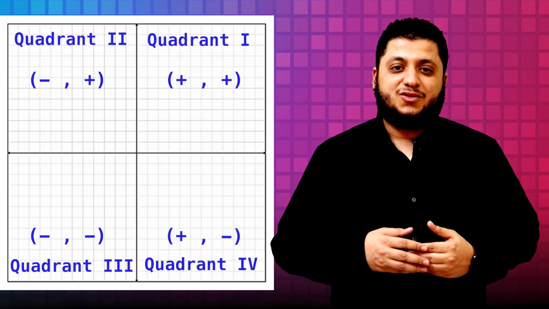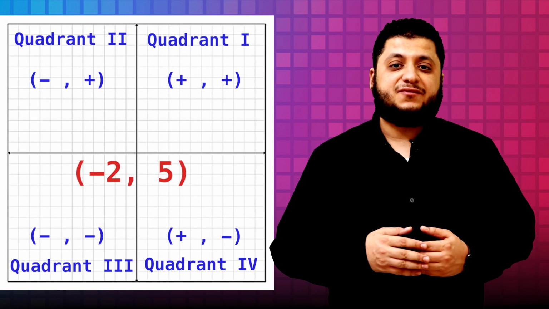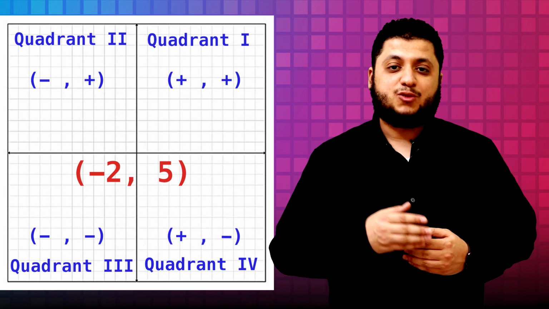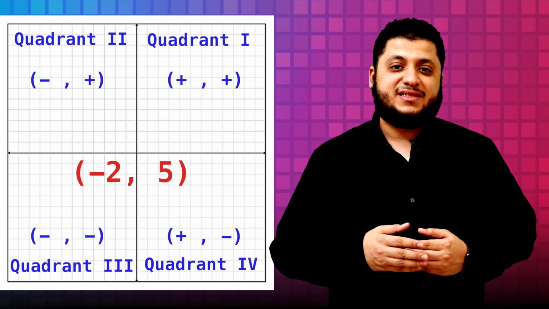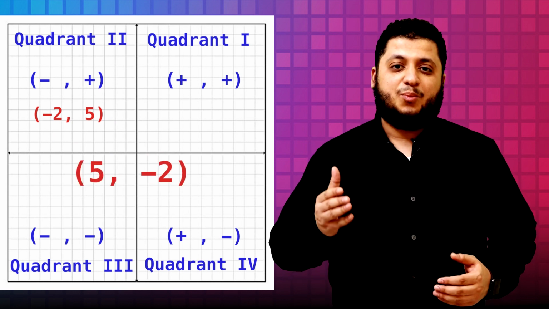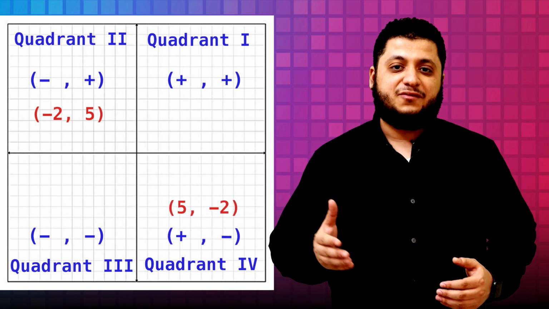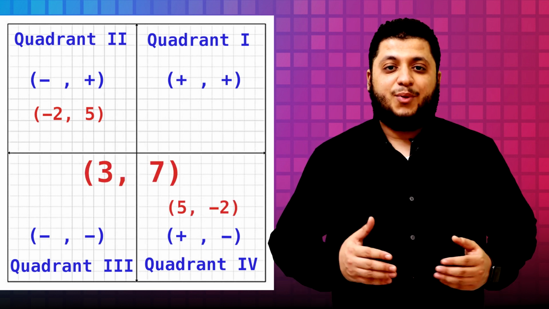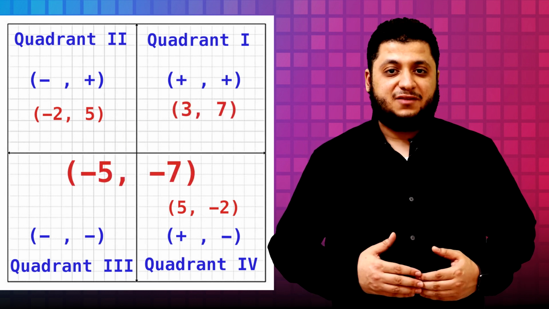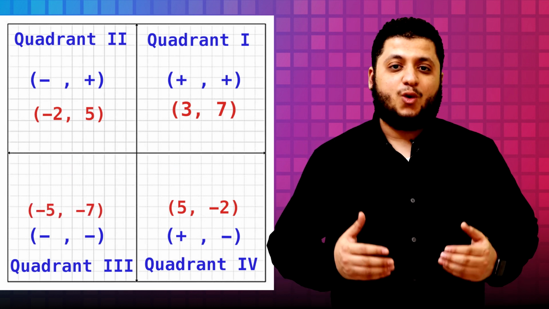So, for example, determine in which quadrant these points are. The point negative 2 and 5. As you can see, the x component is negative, but the y component is positive. So this is in quadrant 2. The point 5 and negative 2. As you can see, the x component is positive, but the y component is negative. So this point is in quadrant 4. The point 3 and 7. Both of them are positive. So this point is in quadrant 1. The point negative 5 and negative 7. Both components are negative. So this point is in quadrant 3.